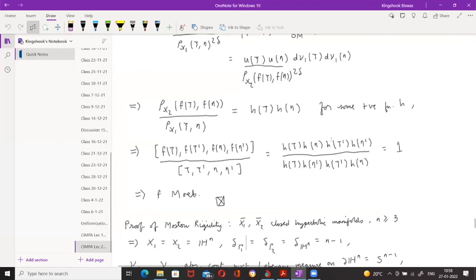So these factors will all cancel and this will become one. So that means the image cross ratio is the same as the domain cross ratio. In other words, F is Mobius. Okay.